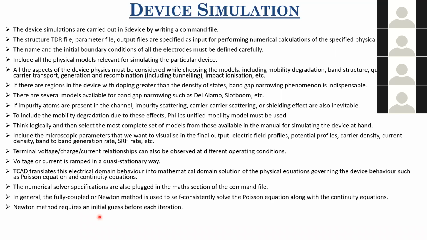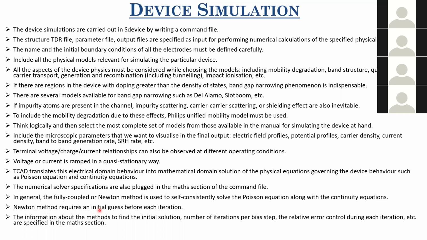From your knowledge of mathematics, whenever you are invoking the Newton method or Newton-Raphson, it requires an initial guess, right? So how do we provide that initial guess? That also the simulator needs to know. Generally, what we do is we extrapolate. Initially we just solve the Poisson equation, because the solution of the Poisson equation is relatively easy, and we get an initial guess. Once we have that, we invoke the continuity equation as well, and taking that solution as an initial guess, we start solving the Poisson equation and continuity equations in a self-consistent manner.